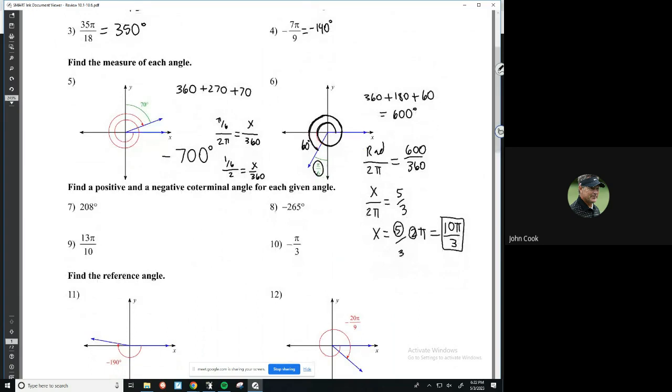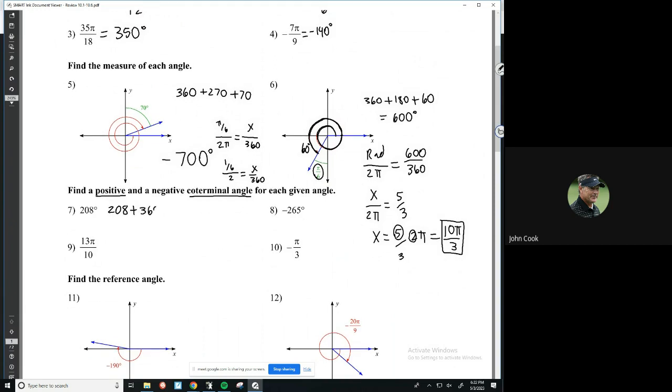Let's see. Find a positive and a negative coterminal angle. Coterminal angles are angles that we find by just adding 360 or 2 pi until we get either positive or negative, whatever we need. So a positive coterminal angle to 208 degrees would be 208 plus 360, because that would just add on a complete circle. It would be at the same location. So let's add those up. 208 and 360, that'd be 568. So there we go. Since this angle measurement is positive, this is a positive coterminal angle.